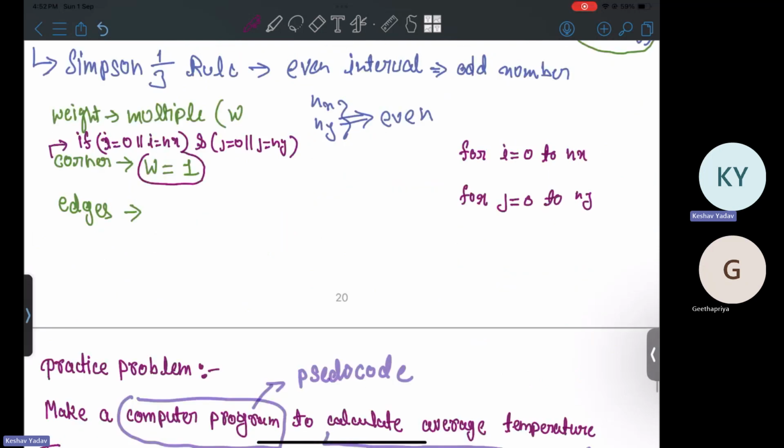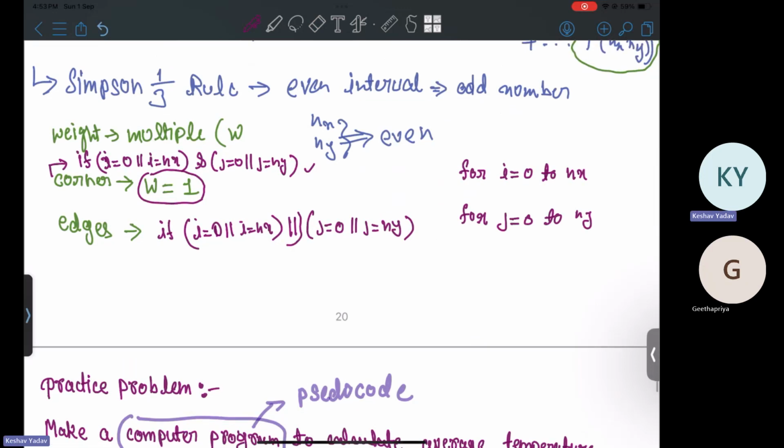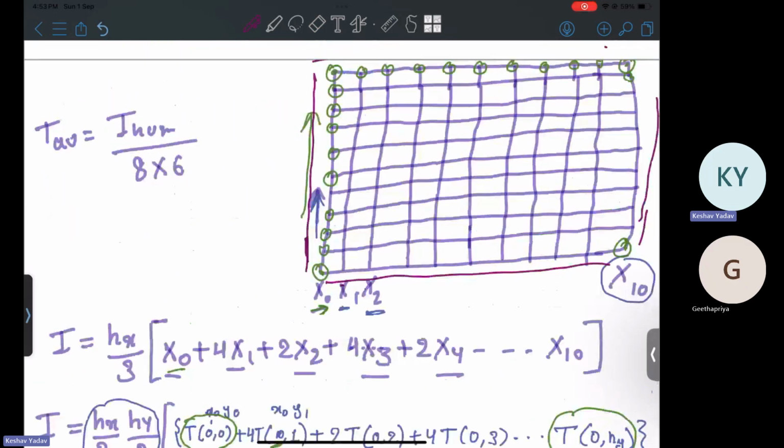Then W will be 1. Edges means, if my i equal to 1, this corner is already satisfied, i equal to 1 or i equal to nx, then we will not use and, we will use or. This double pipe is or. j equal to 0 or j equal to ny. Corners are already satisfied. Here I am using not and but or, means either of these two. This point is what? Corner of edge of x, but it is middle of y.